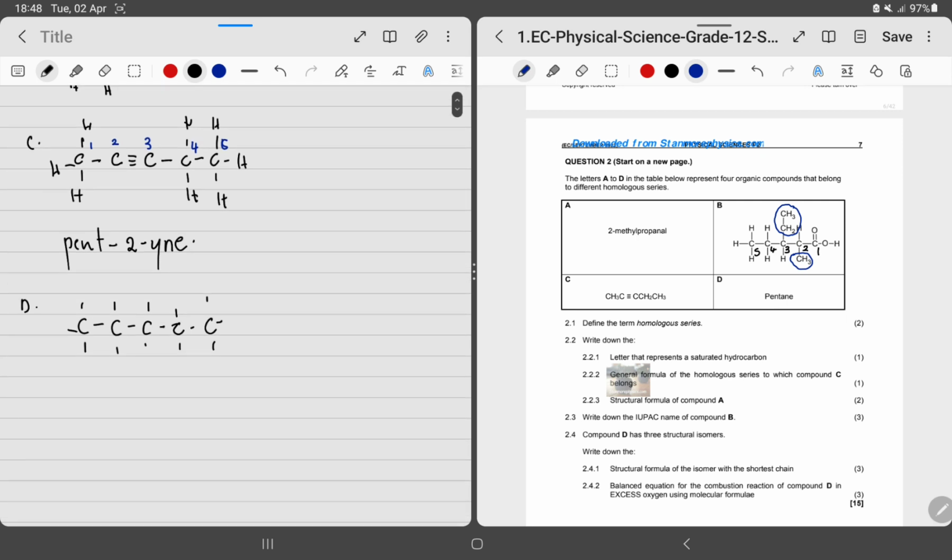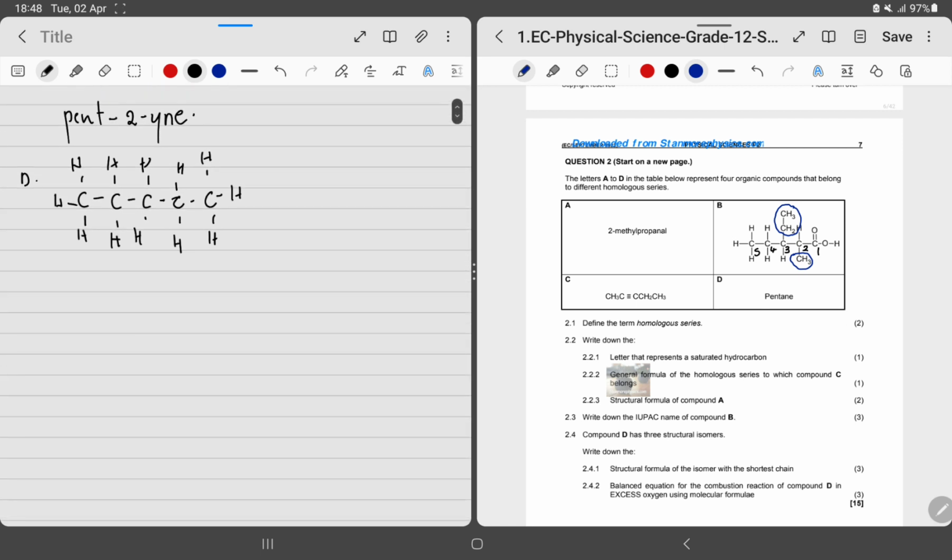That's the structural formula of pentane. And of course, we have hydrogens. Okay. And then now we can start answering the questions. 2.1. Define the term homologous series.